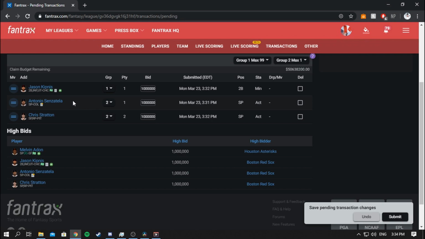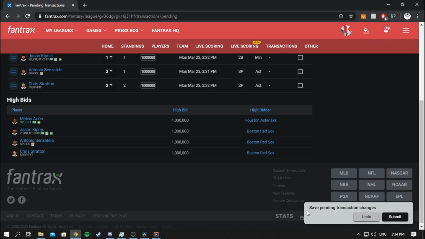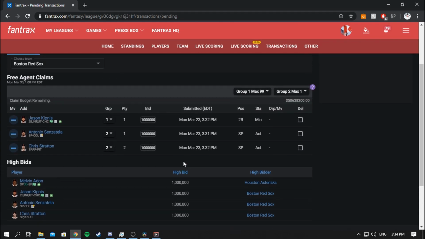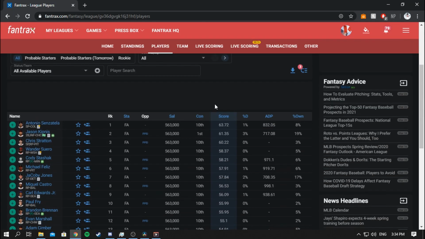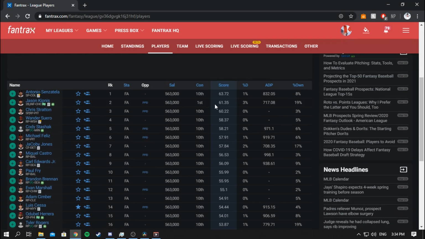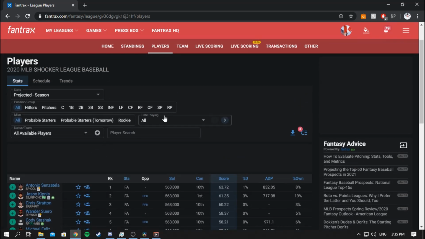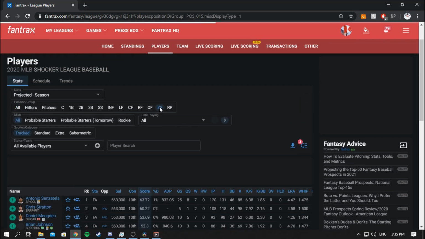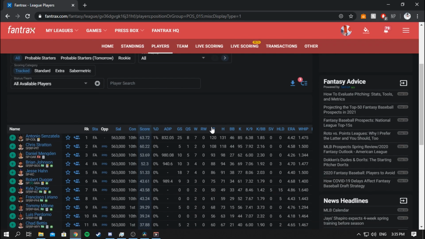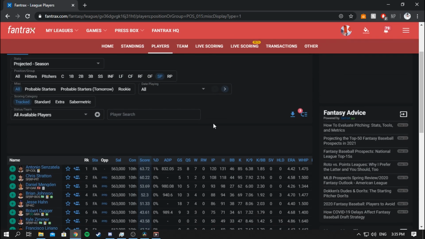So again, you made changes, you want to submit down here. Don't leave the screen without submitting or else it won't stick. Back to the player screen. Let's say someone else piques my interest, another starting pitcher. Also, you can use all these filters up here to help make your groups too. So this is one way you can look at stuff.